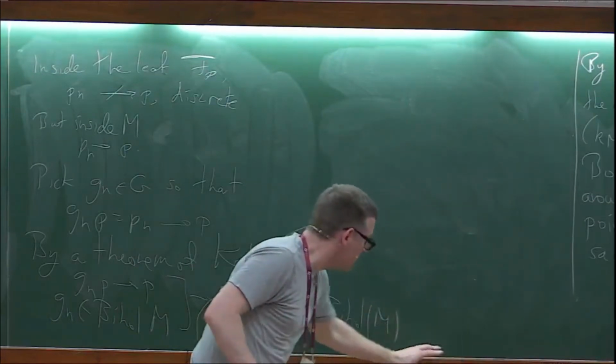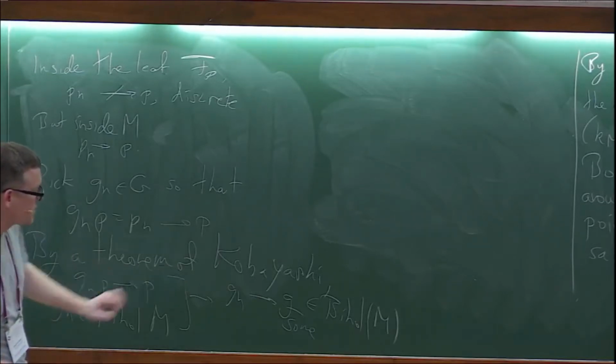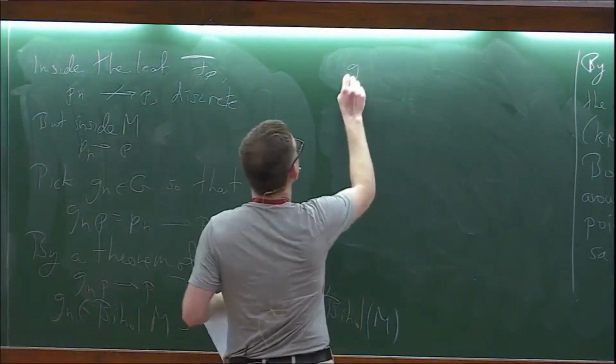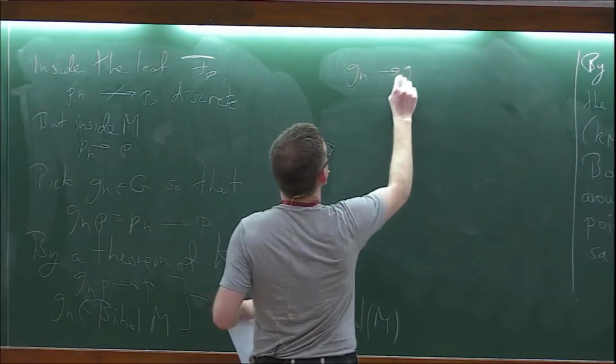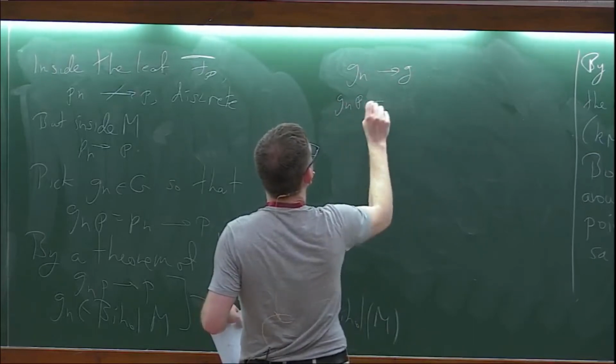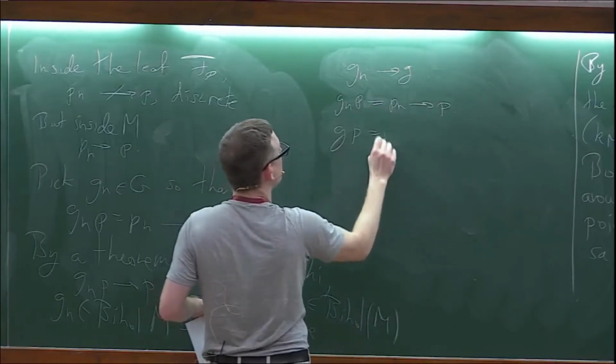So this is a rather remarkable result, right? You manage to say that hyperbolicity is an extremely powerful property that controls something about automorphisms. So we've now got that these Gn, after maybe taking a subsequence, go to some G, and the Gn Pn go to P, and therefore GP is P.